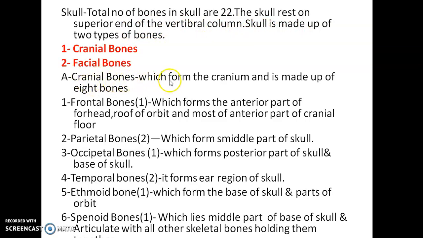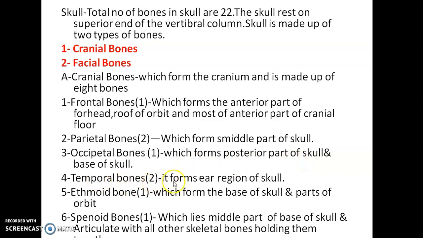The cranial bones are made up of 8 bones. From the 22, 8 belong to the cranial bones, and the remaining belong to the facial bones. Frontal bone forms the anterior part of the forehead, the roof of the orbit and most of the anterior part of the cranial floor. Parietal bones form the middle part of our skull, number 1 and number 2. Occipital, that is 1, forms the posterior part of our skull.